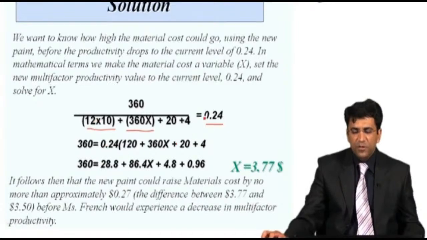So you can see by cross multiplication and solving this equation, we get the value of X equal to 3.77. It was asked in the question how much the material cost should be increased. Initially the material cost was 3.75, so the increase in material cost will be equal to 3.77 minus 3.75. This will be almost equal to $0.27. So this is the final answer to this question.